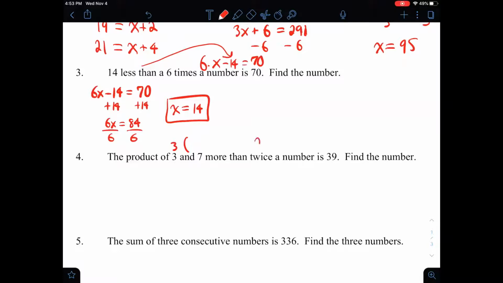Well, twice a number is double, right? So 2x, and then 7 more than needs to go at the end. So it's going to be plus 7. And we have the is 39. We're going to close parentheses after that. So more than goes at the end. The product of 3 and all of this is 39. So the product means multiply, so we're doing 3 times that entire thing in the parentheses.